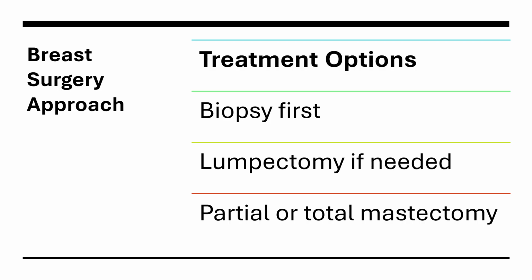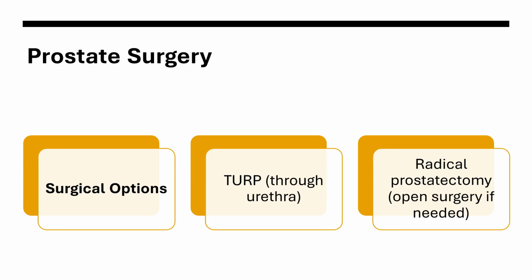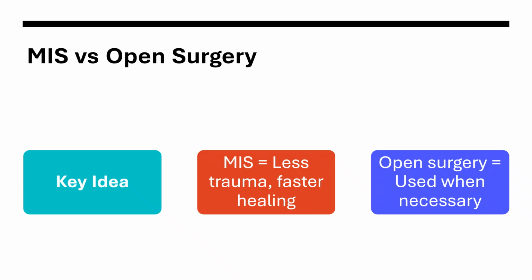Breast surgeries usually start with a minimally invasive biopsy. Depending on the result, a lumpectomy or mastectomy may be performed. Prostate surgery may be done using a minimally invasive TURP procedure. If necessary, an open radical prostatectomy may be performed. Minimally invasive surgery is preferred because it causes less trauma and allows faster recovery. However, open surgery is still used when required.